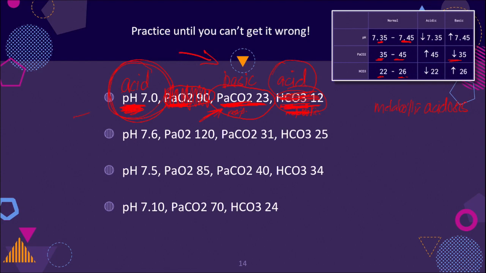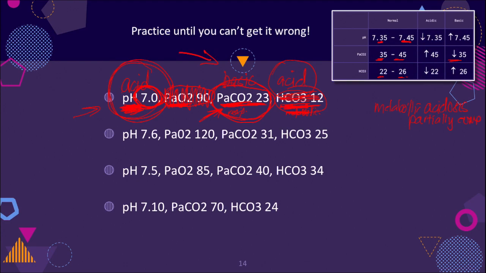How do we know? We look back at the pH level. Is it anywhere near normal? No, it's not. It's way, way, way too low. So even though it's way too low, because the body has started to compensate, we have to call that partially compensated. Okay, let's take a look at the next one.